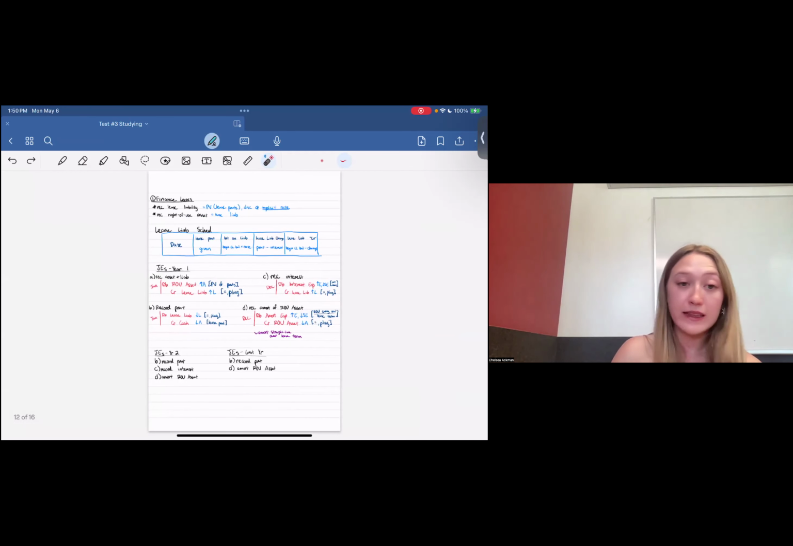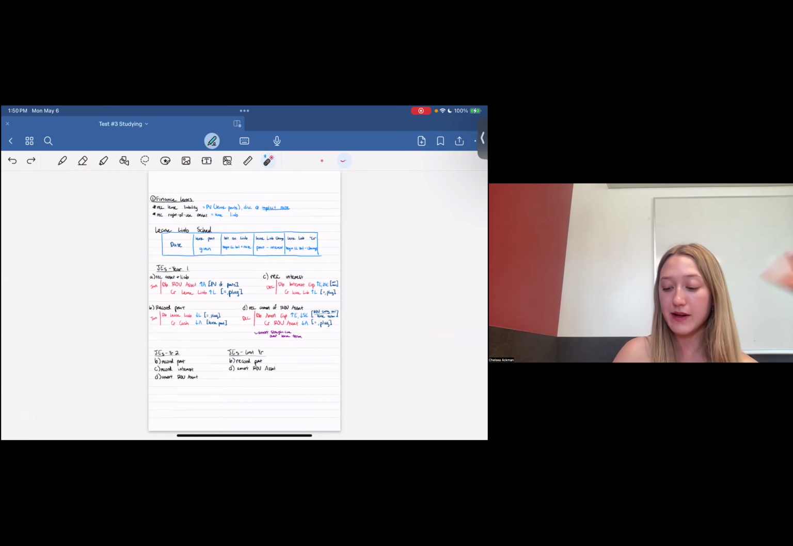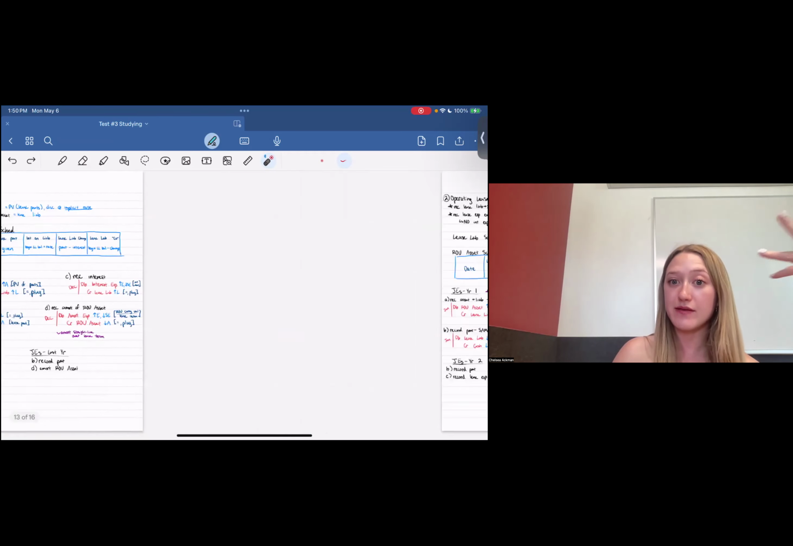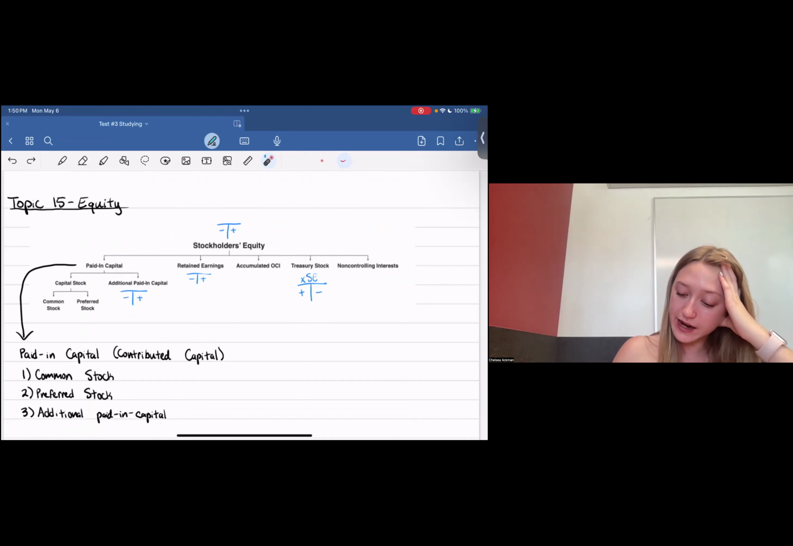That was it for leases. So again, remembering the different types of leases, how we qualify them, and then obviously accounting for them slightly differently. The last topic that we look at is equity.